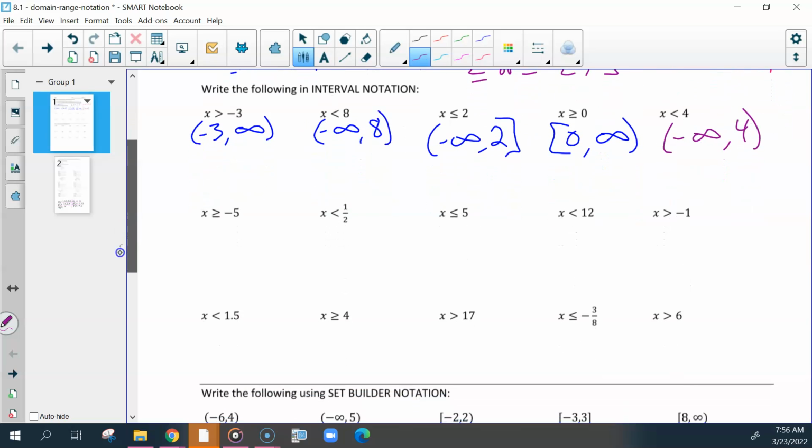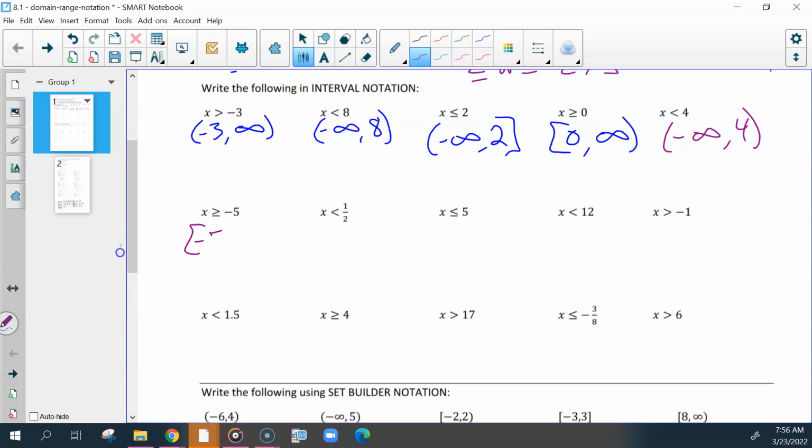X is greater than or equal to -5. Where would that start? -5. Would that be parenthesis or bracket? And that would go to positive infinity. X is less than 1/2. Where would that start? Negative infinity. And go to 1/2. Parenthesis or bracket?